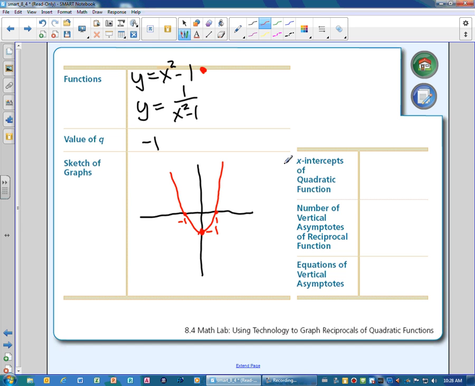All right, x-intercepts of the quadratic function. There's 2 of them, where x is either 1 or negative 1. All right, so remember linear functions. Where the original crosses the x-axis, you have asymptotes. So let's draw them. We have an asymptote at x equals negative 1. We have an asymptote right here where x is 1. Okay, now, number of vertical asymptotes, 2, because we have two x-intercepts. The equations of the vertical asymptotes: x is 1, x is negative 1.